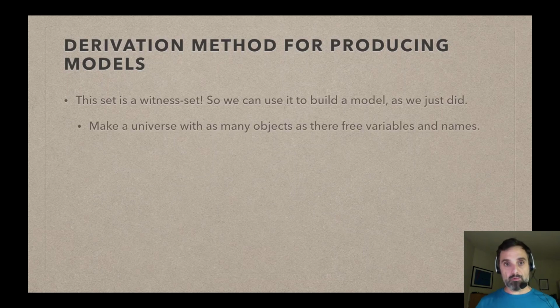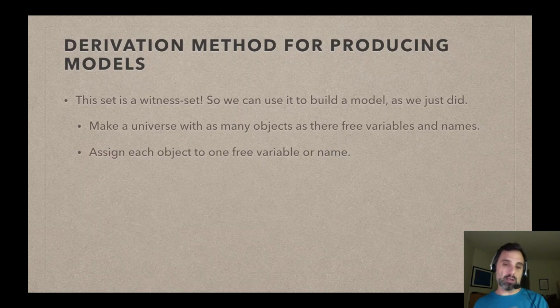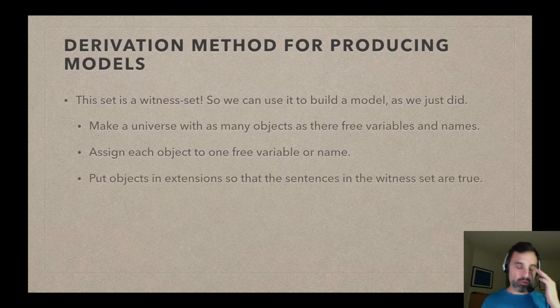And once we make the model, we've produced a model of the witness set, but then therefore, since it's a witness set, also of the original premises and the indirect assumption, and that's what we need a model to do. We need a model in which the premises are true and the conclusion is false. So we need to produce the model from the witness set in the right way. We need to have as many objects in the universe as there are both free variables and names, and then we assign each object to either a free variable or a name. And then you put the objects in the extension so that the sentences in the witness set are true.